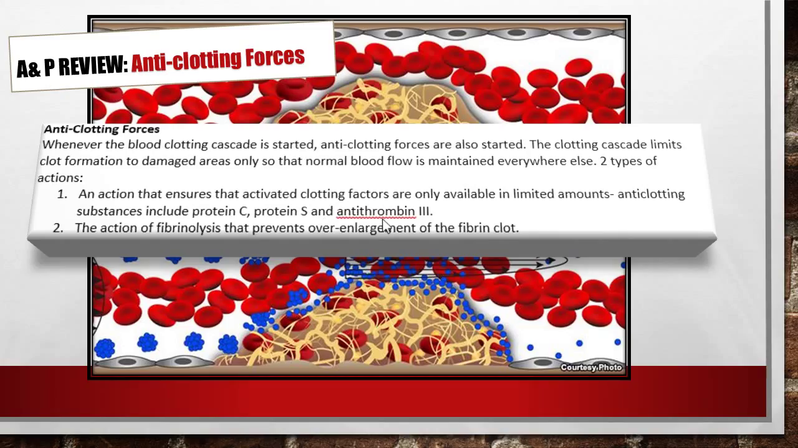If you have any questions about that, it does go into detail in your notes. The other is the action of fibrinolysis that prevents enlargement of the fibrin clot, so we do not have problems from blocking the blood vessel.